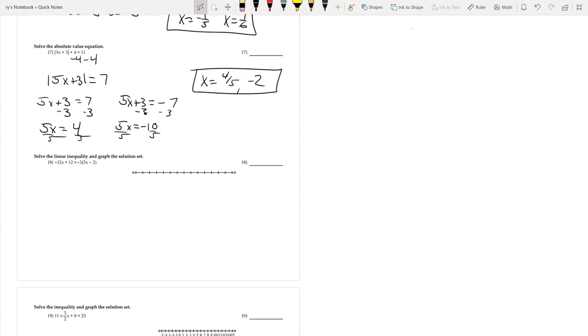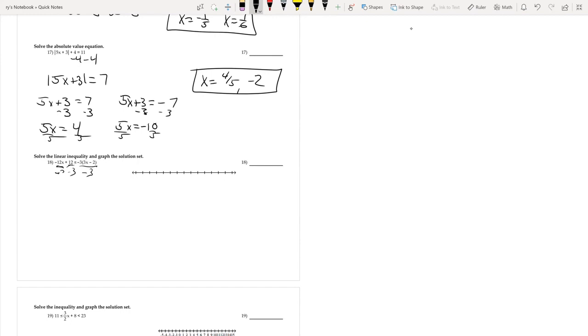All right, 18, it says solve the linear inequality and graph the solution set. So I'll just distribute this, or actually, an easier way to do this, you could either distribute the -3 and then solve for x, but I actually see that on the left side, I have two things that are also divisible by 3. So to make my life a little bit easier, making all my numbers smaller, I'm going to actually divide everything by -3.